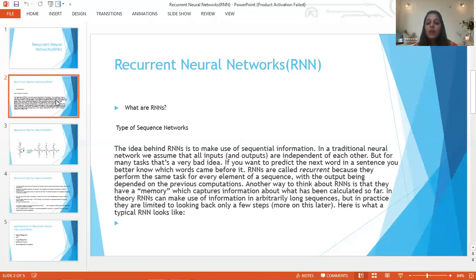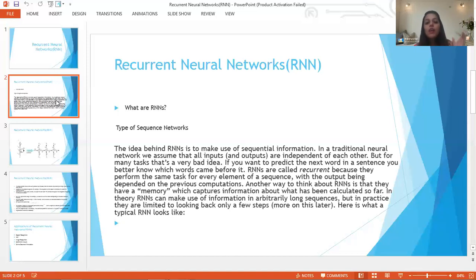Another way to think about RNN is that they have a memory. Like if I want to remember something, I have to use my memory, right? If I have to recall it, I have to use my memory. If we want to store anything, either data, structured or unstructured, or any kind of document, I need memory to store it, right? So the RNN system has a memory, which captures the information about what has been calculated so far and what has been calculated in the present.